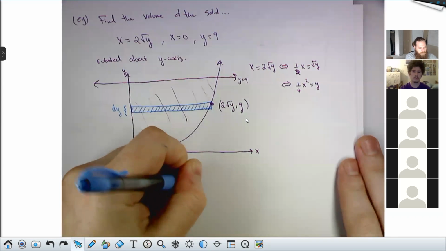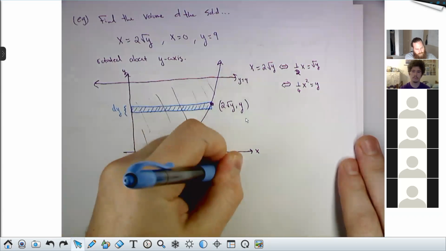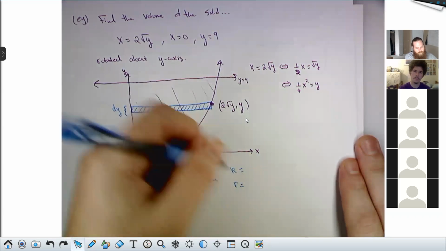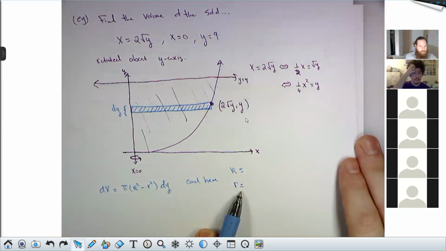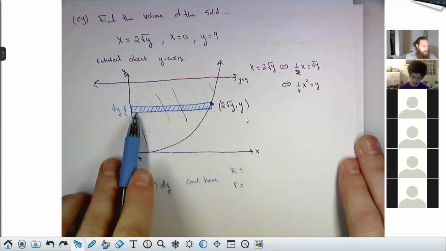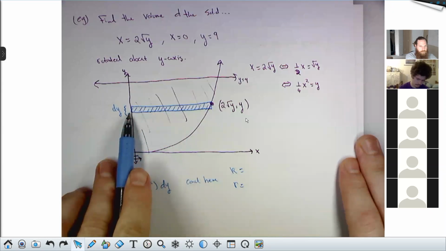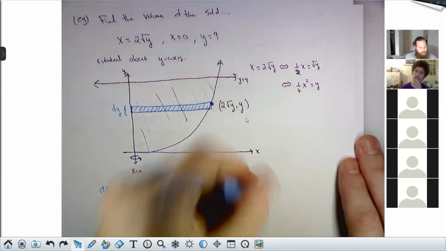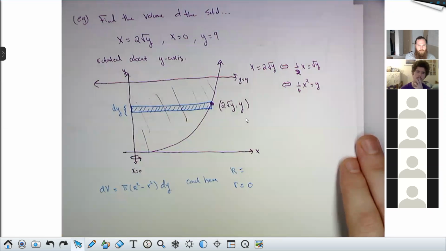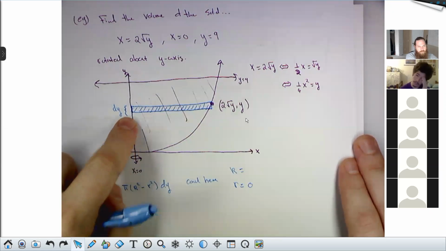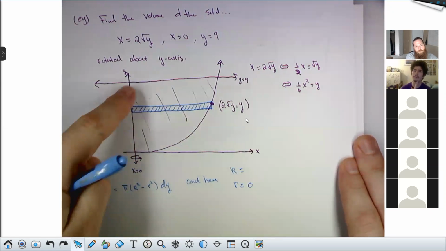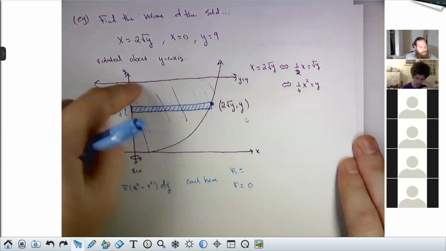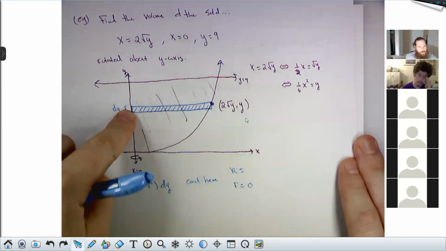And here, little r is 0 because my strip extends all the way to the axis of rotation. There is no gap between the end of my strip and the axis of rotation. So little r is 0 because the distance from my near end of the strip to the axis of rotation is 0. And it doesn't depend on where that strip is drawn, right? No matter where I drew that strip in here, the end of the strip is right up against the axis of rotation. So little r is 0.